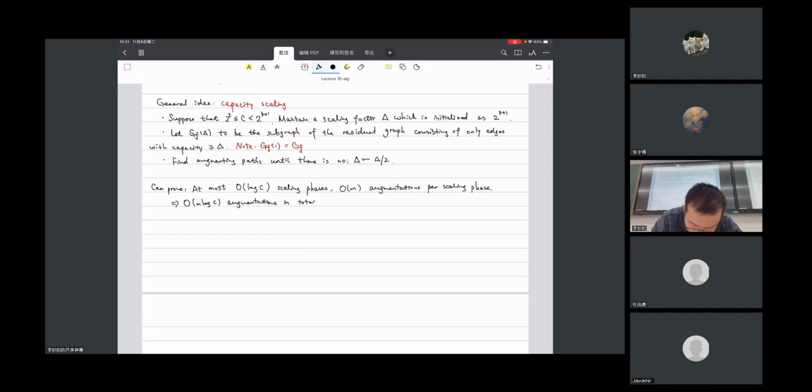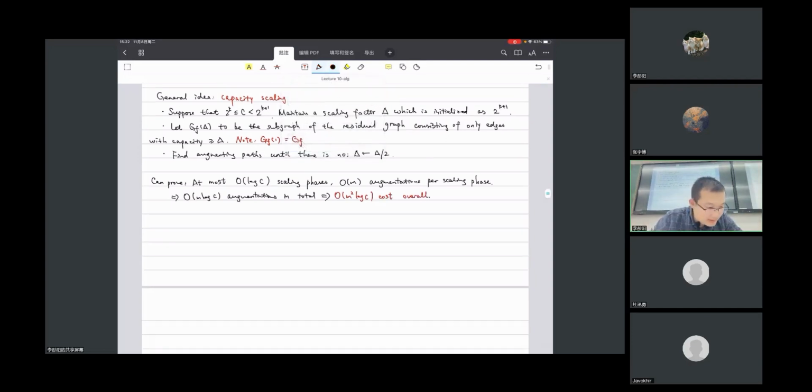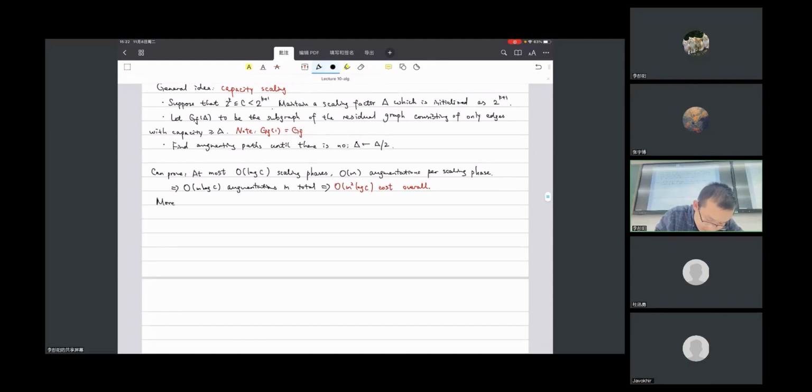And this implies that in total we have O of M log C augmentations. As we described last time, each time we do an augmentation, the cost is O of M. So that suggests that the overall cost is O of M squared log C. If you're interested, this is introduced in our textbook, so you can check section 7.3 of the Kleinberg-Tardos book.